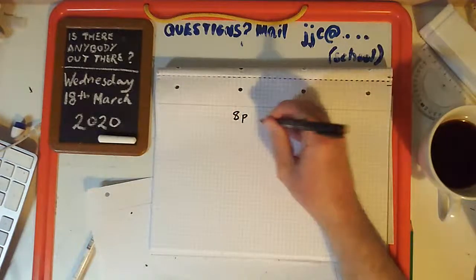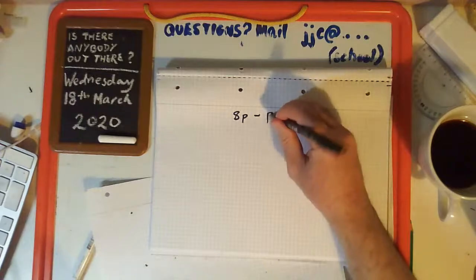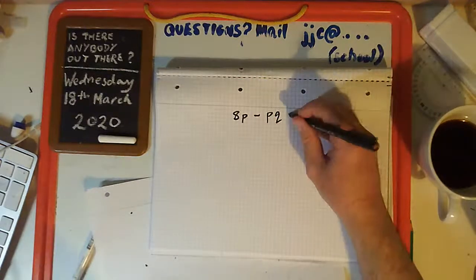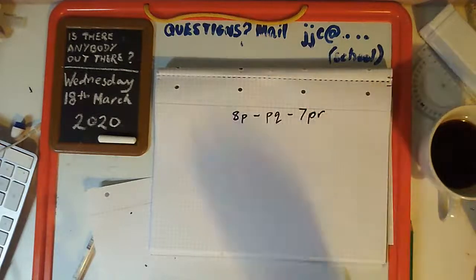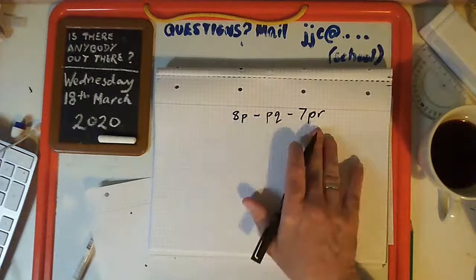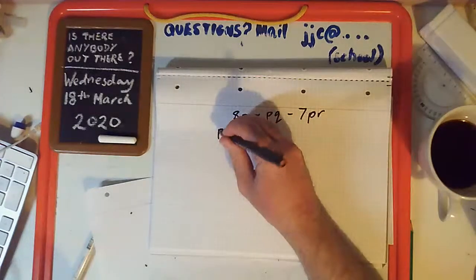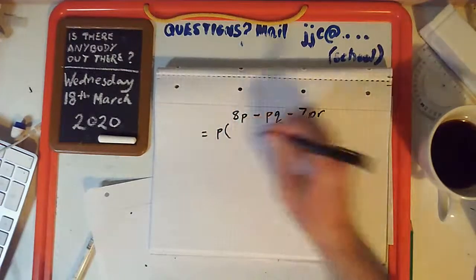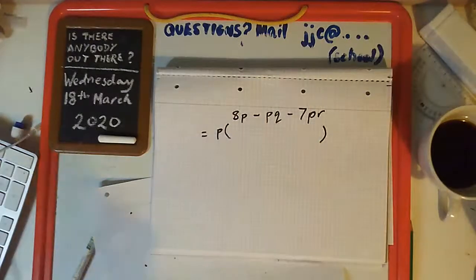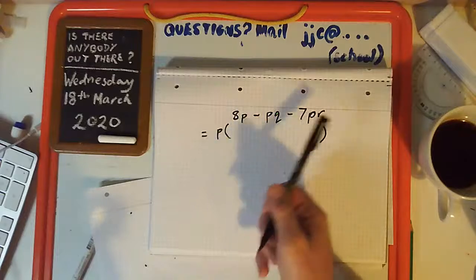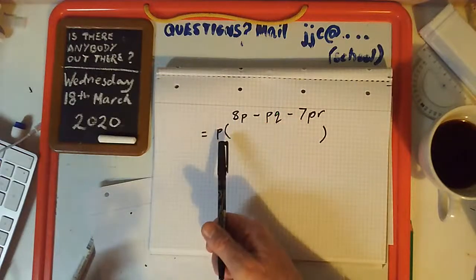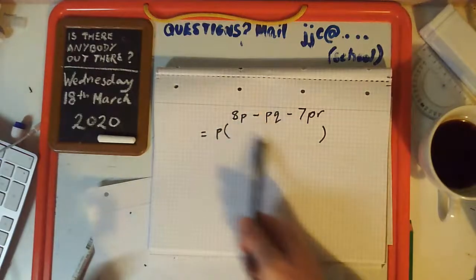So 7P minus PQ minus 7PR. And we're looking to factorize that. So all three of those have got a P in them. So I can take the P outside the brackets and then say, what do I need to multiply each of these? What do I need to multiply P by in order to get each of these terms here?